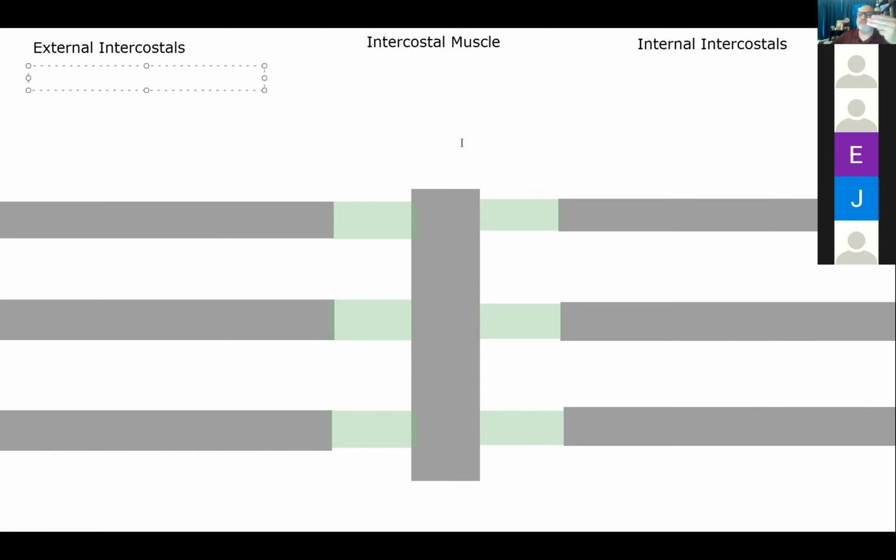Close. They're intercostals, so they're between, but in between the ribs, there are two layers of muscle. One is deep and one is superficial. So which of our two intercostal muscles here do you think are superficial? External. There you go. And then obviously our internals are going to be deep.